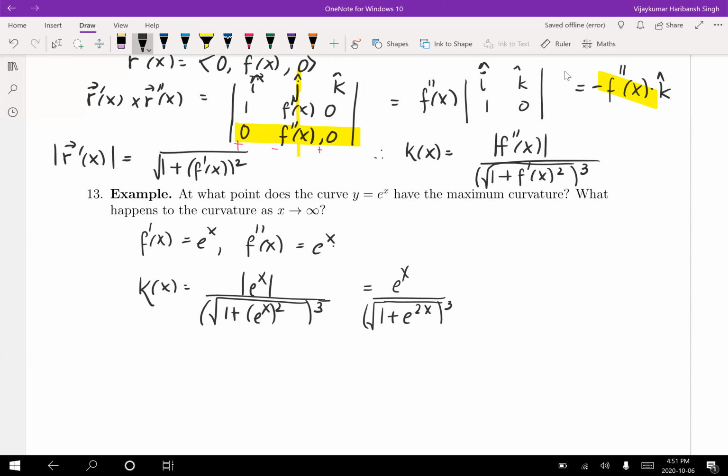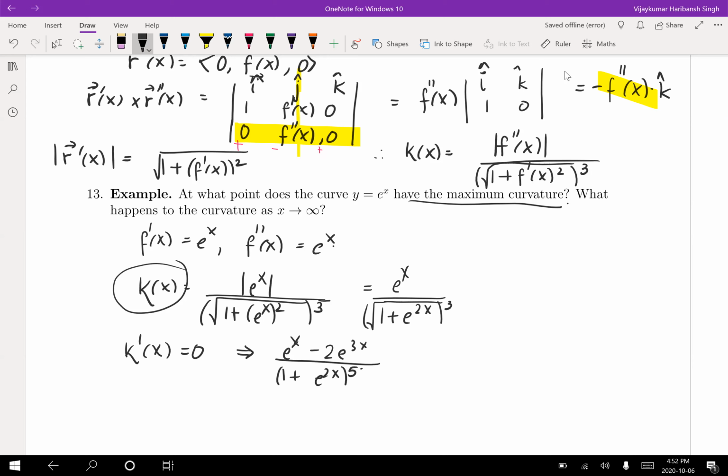Now, there are two questions asked here. One, does it have a maximum curvature? Again, that becomes a problem of calculus 1: how to find the maximum value of this function. For that, we need to find the critical point. So take k prime x equals 0. This implies e to the x plus 2 times e to the power 3x, divided by 1 plus e to the power 2x to the power 5 by 2, equals 0. You can do that calculation.